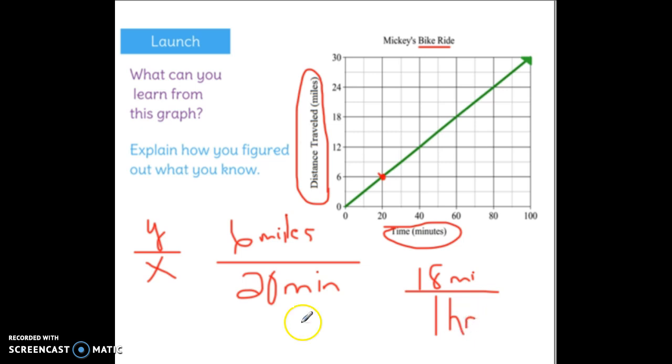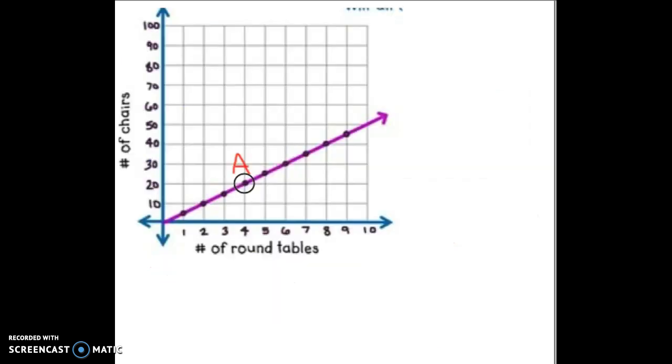But really the whole point of this is, can you do this right here? Can you tell us what any point on the graph means? In this case, it means he's going 6 miles in 20 minutes. So let's take a look at another one.